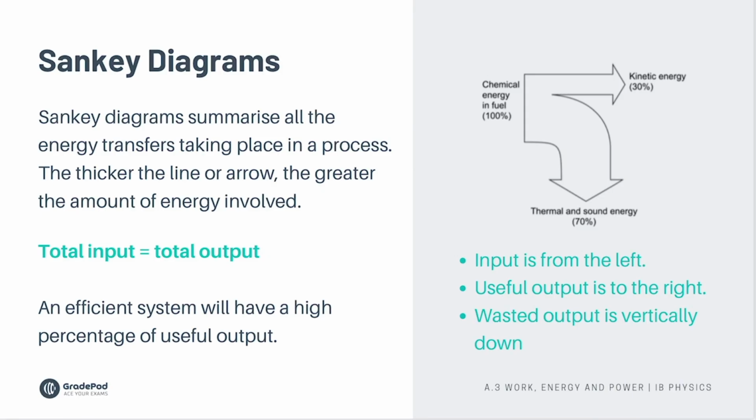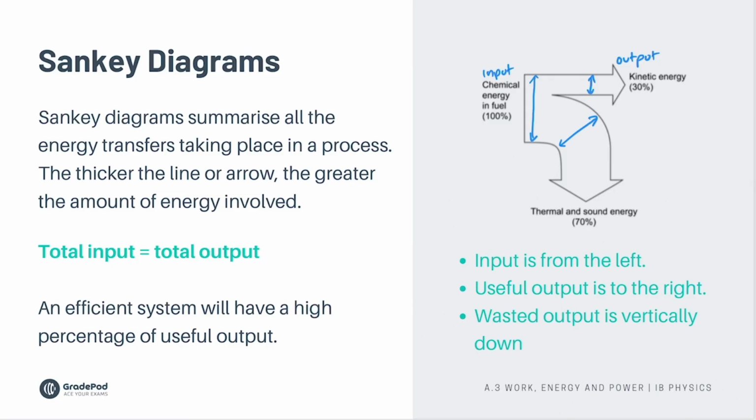Now, what Sankey diagrams do is it's a visual representation of what happens to energy in a system. And they look like a set of arrows. The thicker the arrow, the more energy is in that section. And they're a good representation of the principle of conservation of energy, because all the energy that goes into the system is conserved, but it has different outputs. So it's transferred into different forms, but 100% of the energy that goes in, 100% of the energy comes out.